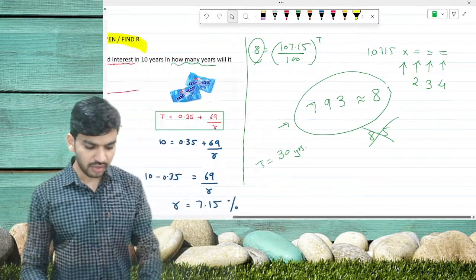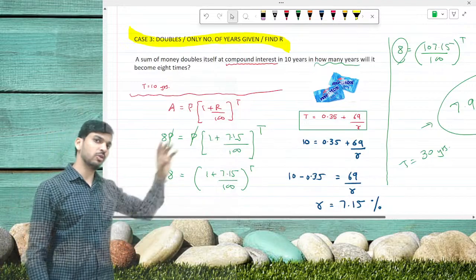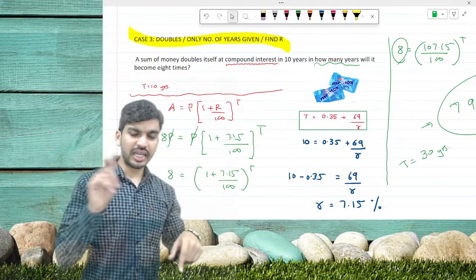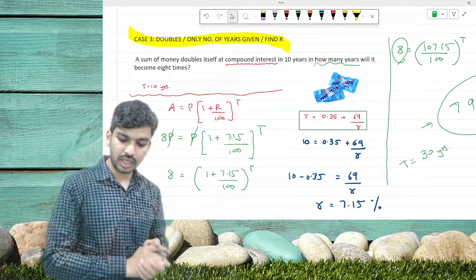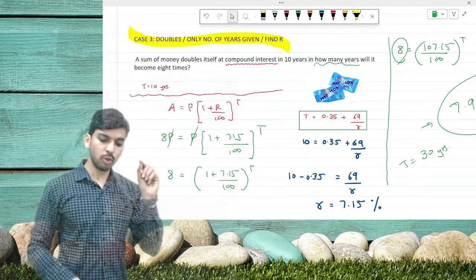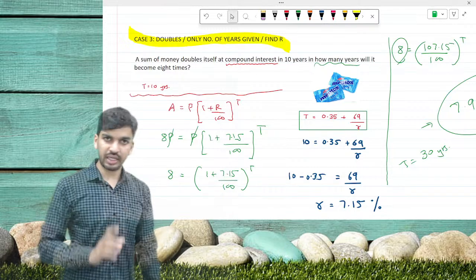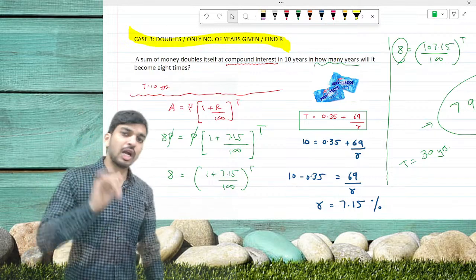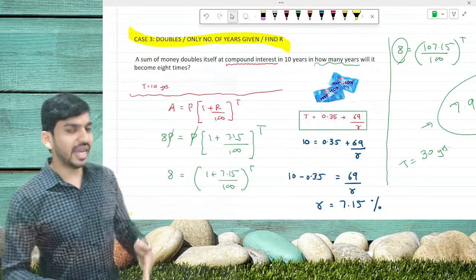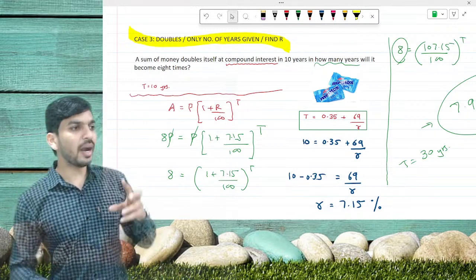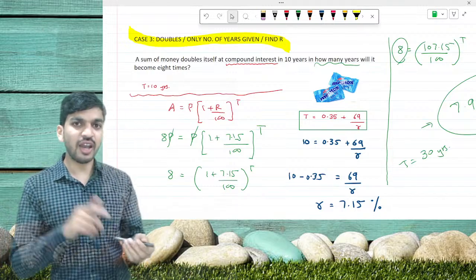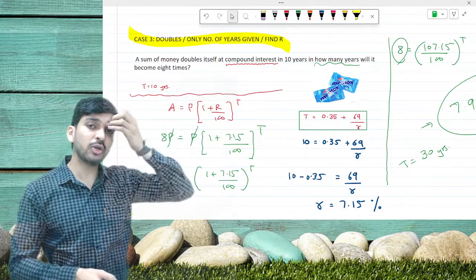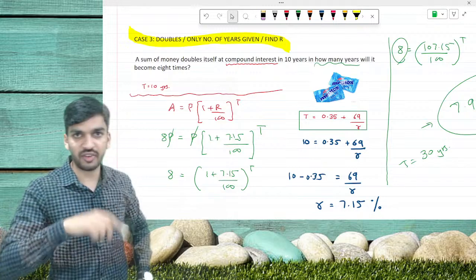Firstly, we have to find out the rate of interest by using that trick. The trick is 0.35 plus 69 divided by r. T is given to us in the question. According to that, the value of r came out to be 7.15. That is your rate of interest, correct? Now they are asking what will be the time taken if I want my amount to become 8 times. That means if I have invested 100, it should become 800. So how much time is it going to require if your rate of interest is 7.15%?